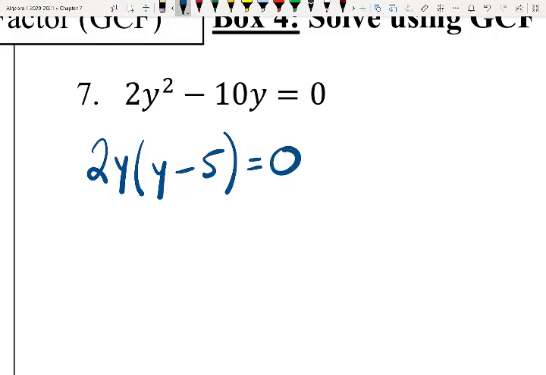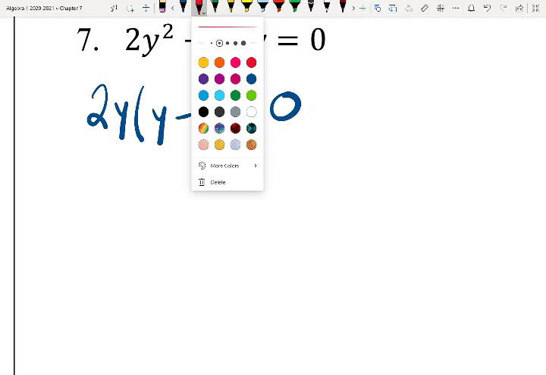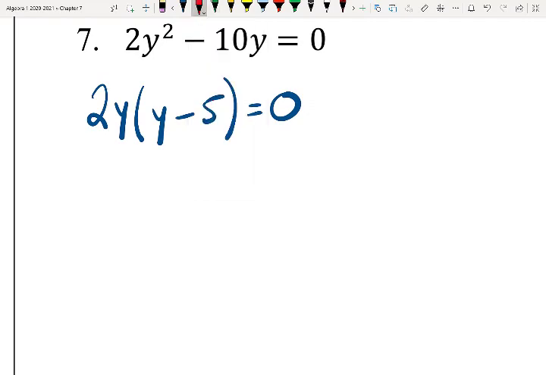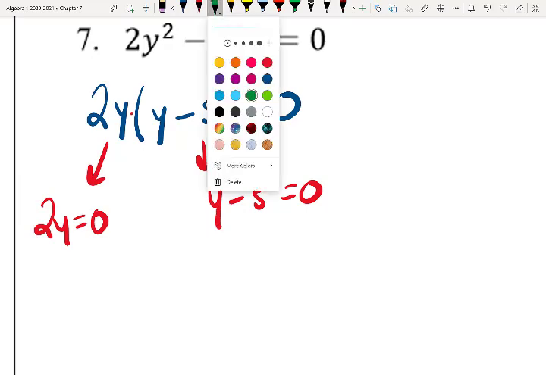Now that still equals 0. And now this looks like a problem that we solved in 7.4. Anything that multiplies together to give me 0, I can just set each of those factors equal to 0 individually. So 2y equals 0, and y minus 5 equals 0. And then I'm going to solve each of those independently.